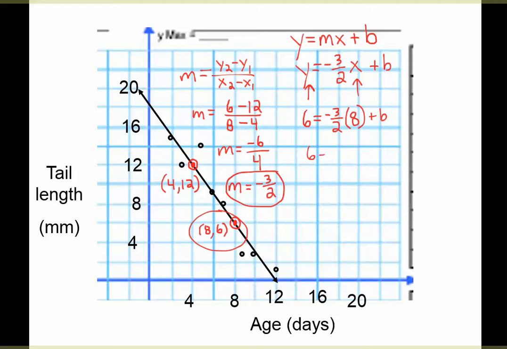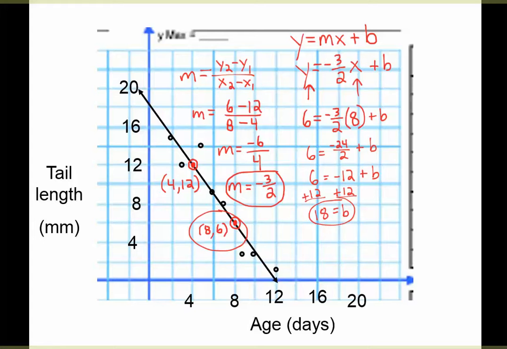So it looks like 6 equals -24/2 plus b, and that's 6 equals -12 plus b. And then remember, I'm trying to isolate b, so I add 12 to both sides. And that gives me 18 equals b.